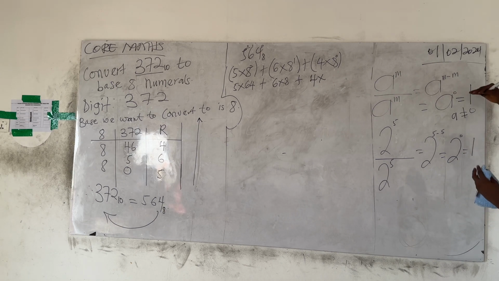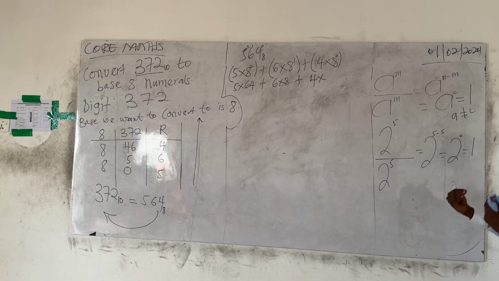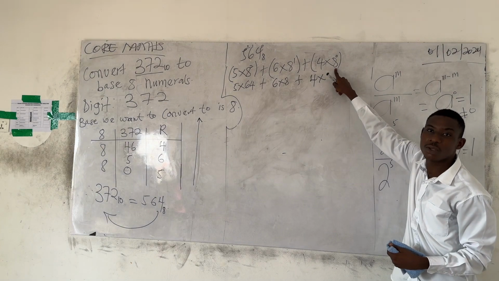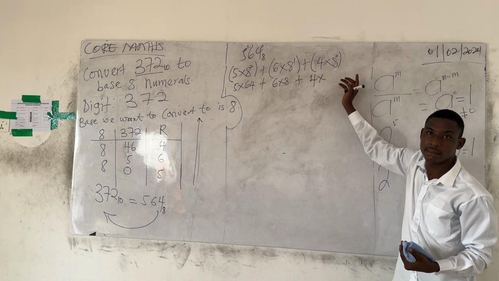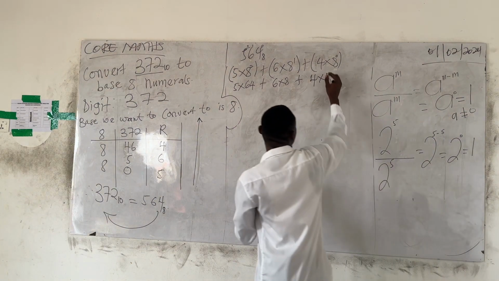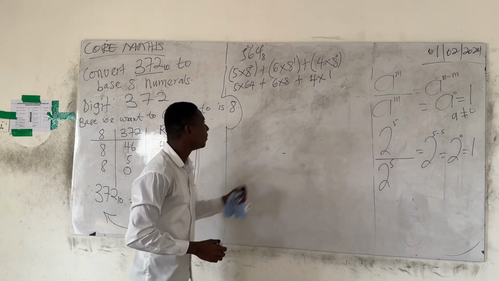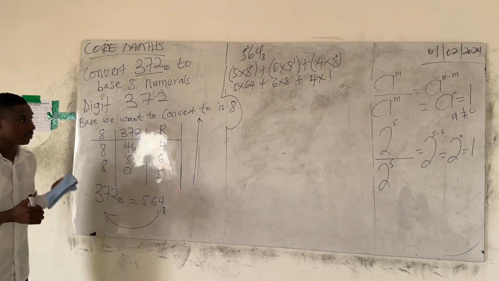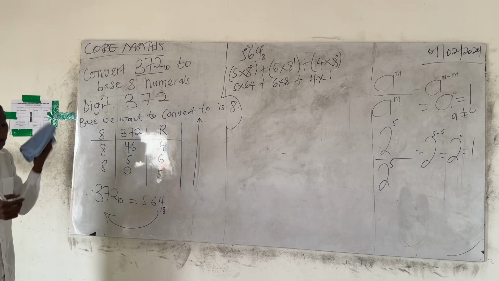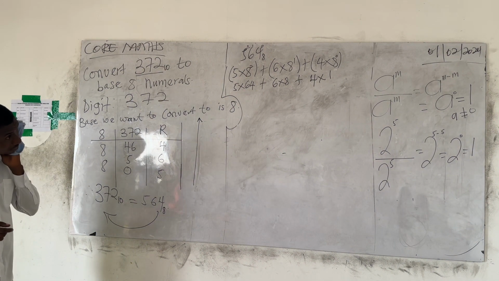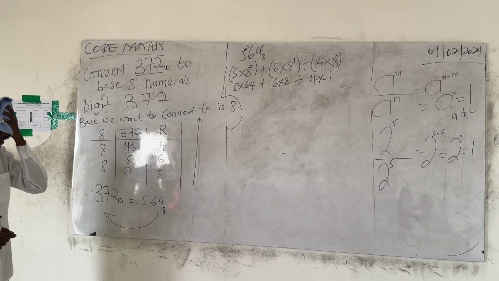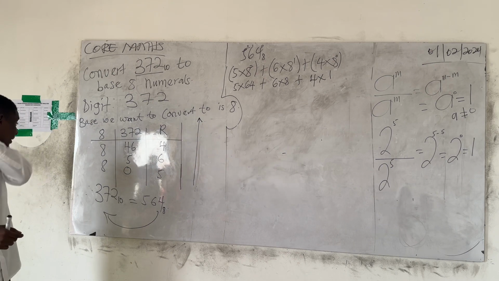So we concluded from that perspective that any non-zero number with exponent 0 will give us a result of what? 1. So here is 1. From that one, let me say something. With a exponent m divided by a exponent m, in the law of indices, we have a exponent m minus what? m, is that not it?